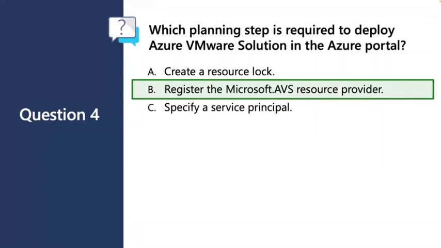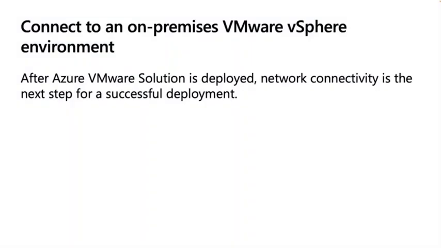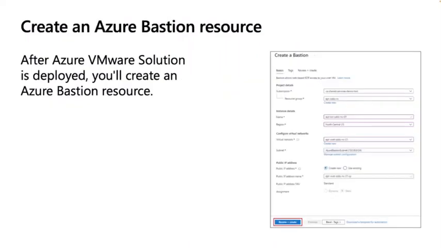Thank you. You're welcome. So we've deployed AVS, and now we want to connect to on-premises. So first, you want to create an Azure Bastion resource. And that's our way to securely connect.